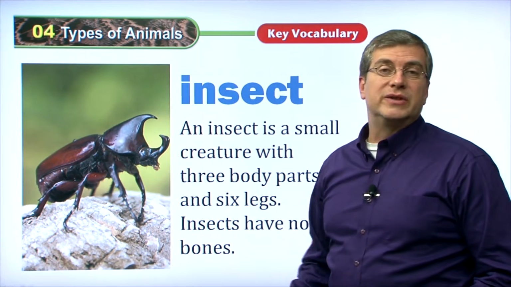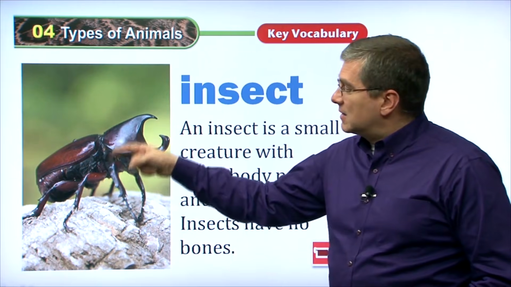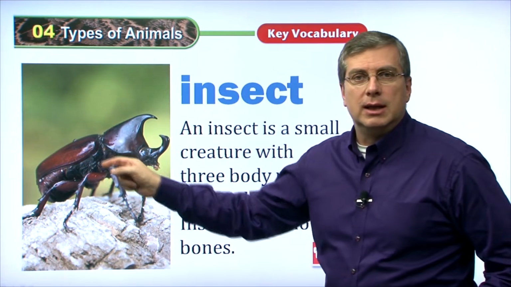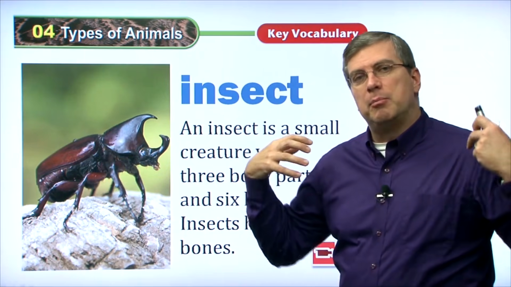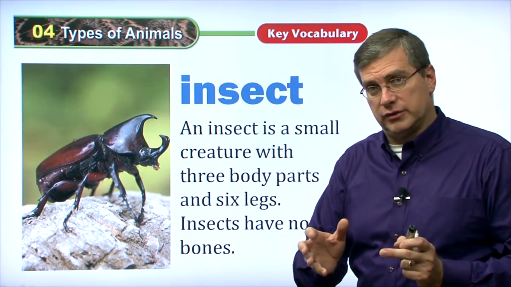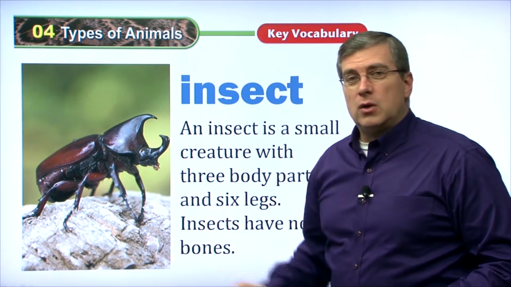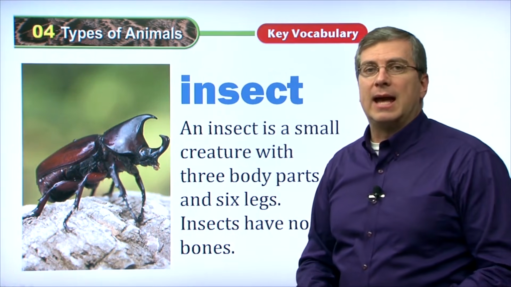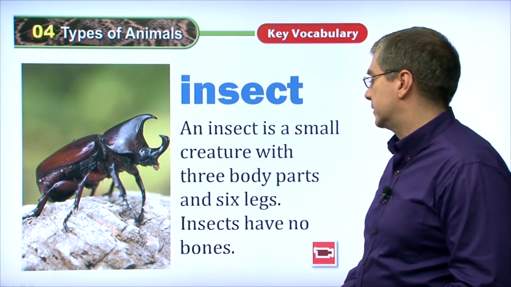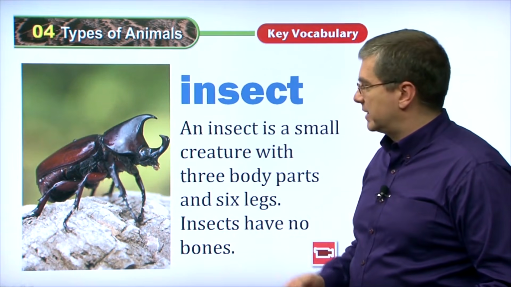Insects have no bones. There are no bones inside of an insect. The insect gets its strength for its body in its shell. Insect shells, insect bodies are hard shell-like structures. So insects don't have bones on the inside like mammals or birds or reptiles do, or even amphibians. Okay, so this is an example of a stag beetle.